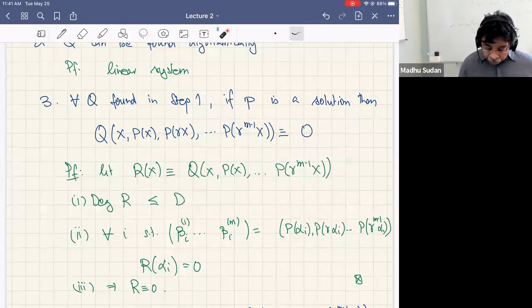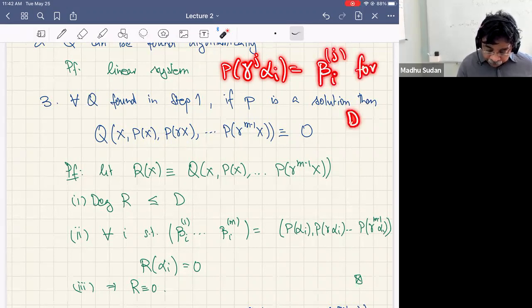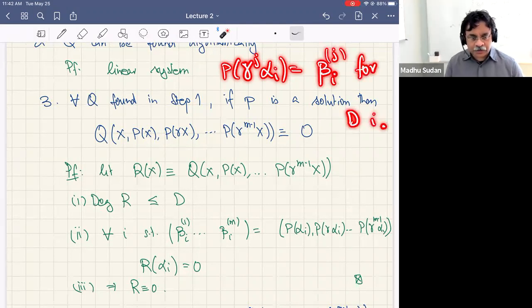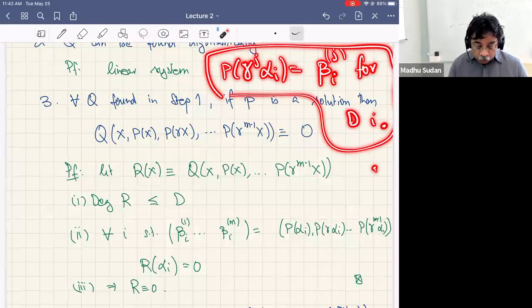So we have some polynomial P, and P satisfies P of gamma to the J alpha sub I equals beta sub J of I for many I, for D I. Or D plus 1, maybe; there may be some plus or minus ones here that I'm ignoring, but you can fix that later. So we know that this is true for many choices of I. Why is this P going to satisfy this condition? So let's go look at it.